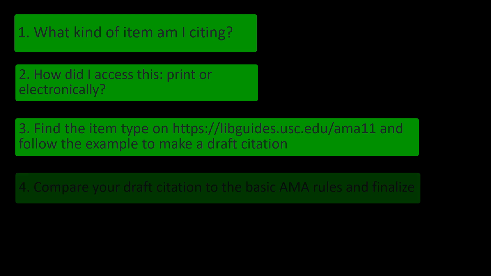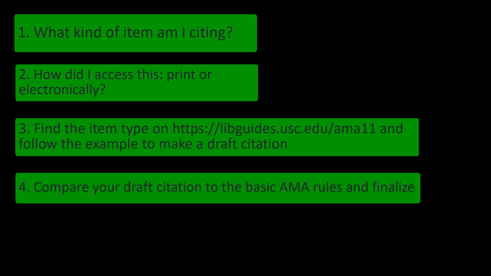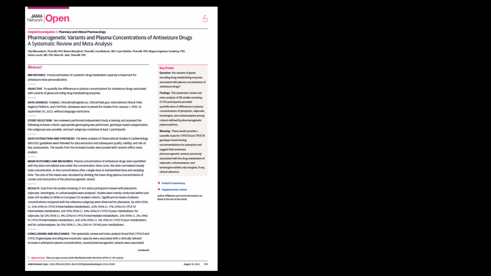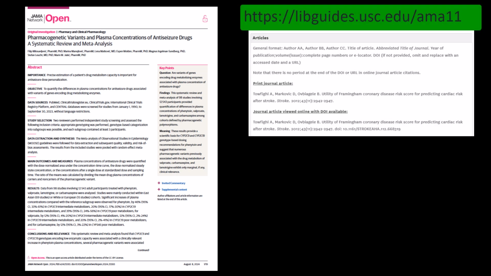After creating an initial citation, review the basic formatting rules for AMA, either from the manual or at the top of this guide, and make more changes to finalize your citation. If I wanted to cite this article, I would first identify this as a journal article, then one I read online. Now I can use the online journal article example rules to copy and paste information from the full text of the journal article, which includes almost all the elements I need to make a citation in AMA style.